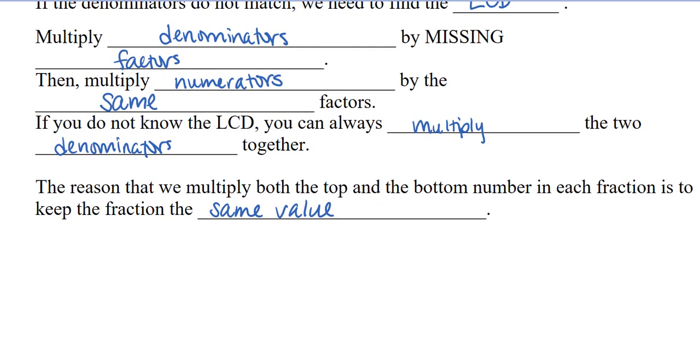So let's go over this. What does that really mean, right? If you have, say, 2 over 4 and you want to multiply it by 3 over 3, we're multiplying the top and the bottom by the same number. So we got 2 times 3, that's 6, and 4 times 3, that's 12. So 6 over 12 is also 1/2. It does not change the value because we just multiplied it by 1, essentially, because 3 over 3 is 1.